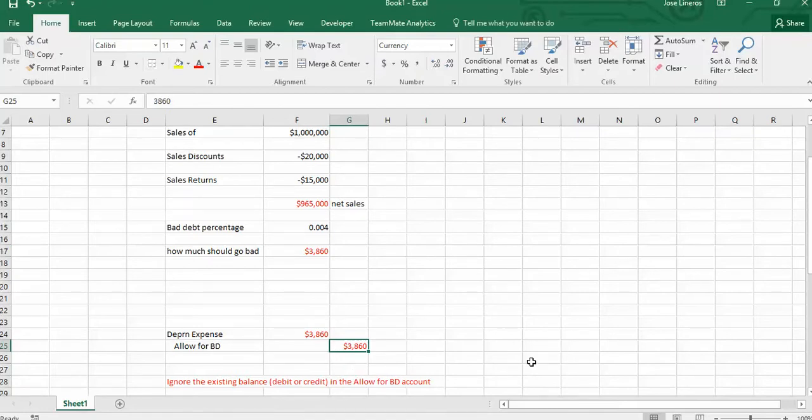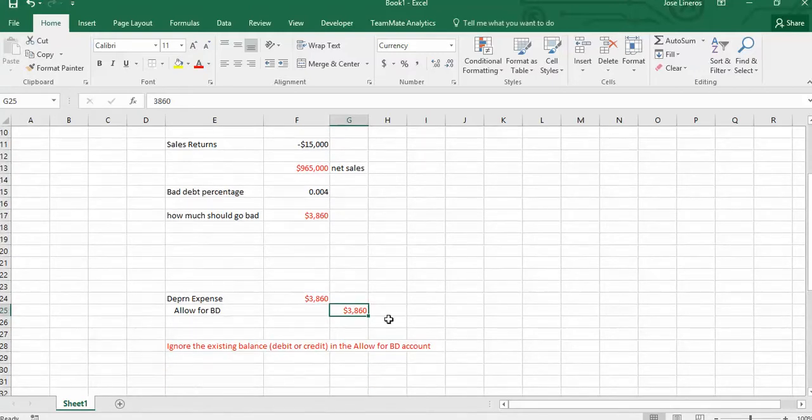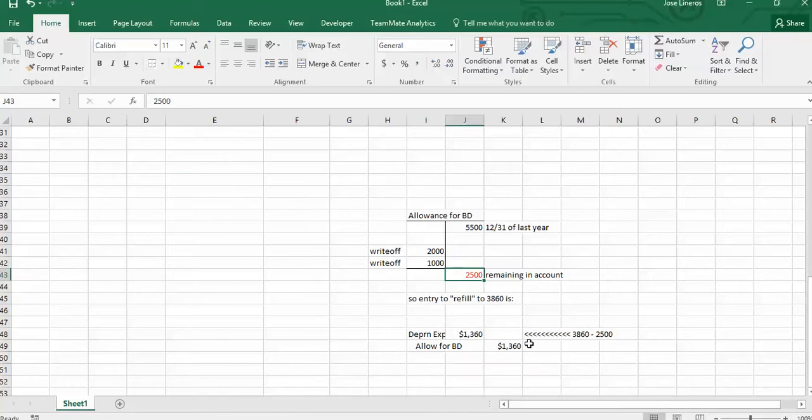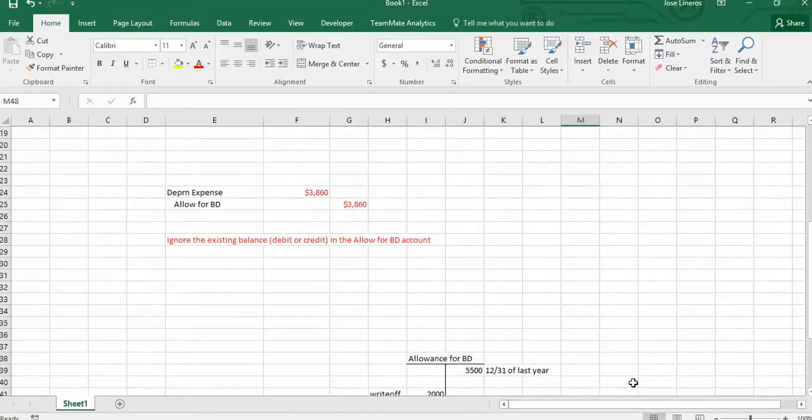Let me give you an idea of what you don't want to do. If you come up with $38.60, what you don't want to do is look at the allowance for bad debt and notice that we came in with $5,500, and this is again fictional numbers. You wrote off $2,000, you wrote off $1,000, and what's left in there is $2,500. You don't want to ask yourself, wait a minute, $2,500, I've got to get that up to $38.60, so you make this entry. You've got $2,500, you know you got to get to $38.60, and what you do is make a net entry of $13.60 and $13.60, so you can get this balance up to $38.60. This is not what the SUA is asking you to do.